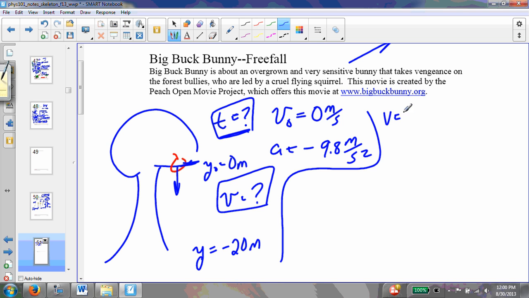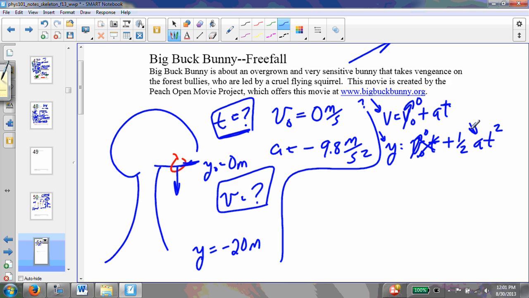I have v equals v0 plus at, and then y equals v0 t plus 1/2 at squared. Now in both of these, v0 of course goes to 0, so this whole term goes away. And now I first just want to find the time. So I don't know v, but I do know y, and I know a, so I can find t. So I'm going to first now solve for y.